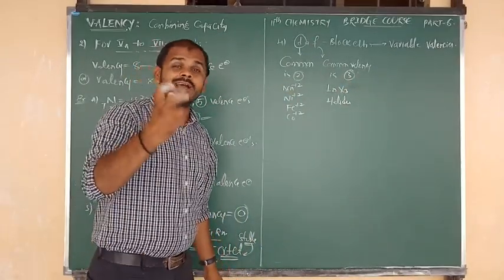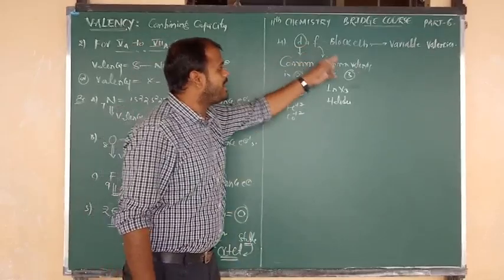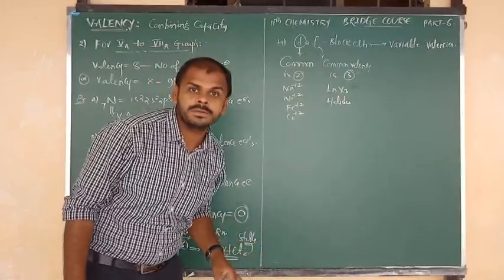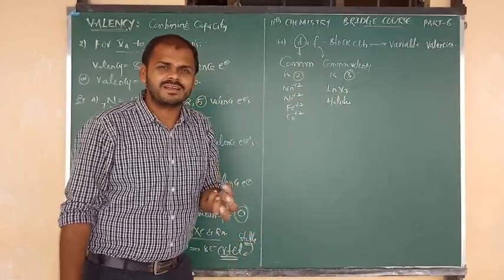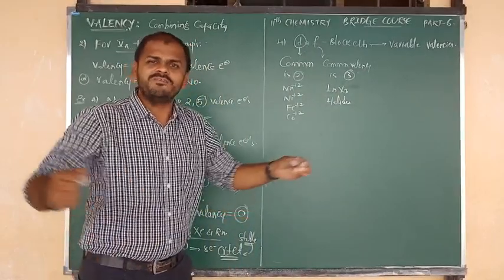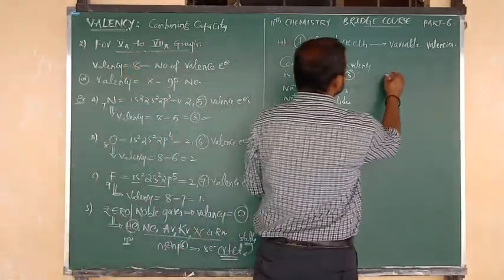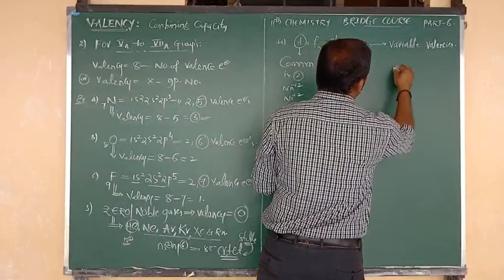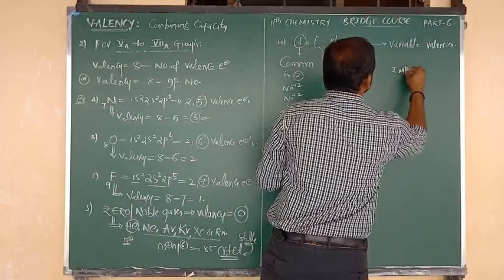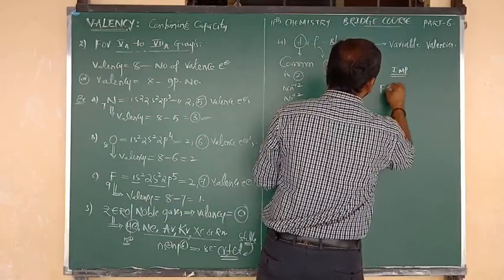Okay, so what is the common valency of D block? 2, and common for F block is 3. But sometimes some special elements are there. They show special valencies. First, I want to say that it is very important for you. So the special elements are, one is iron.